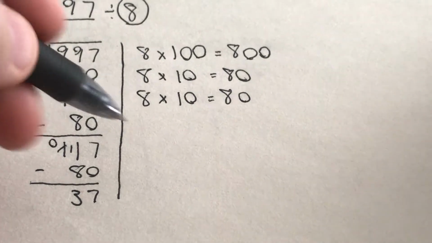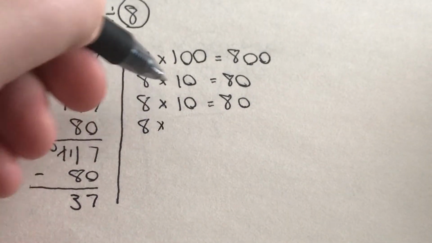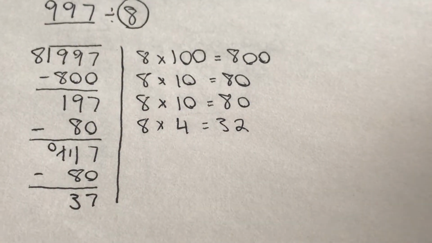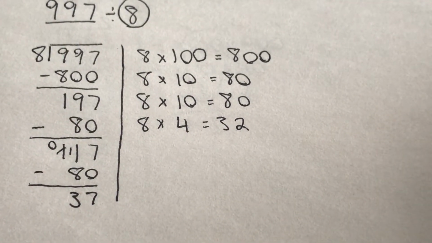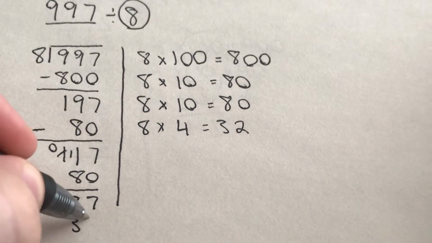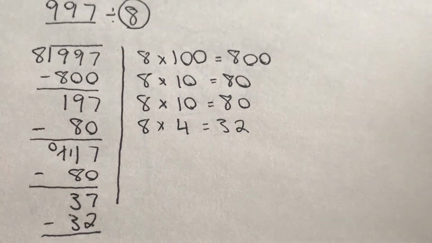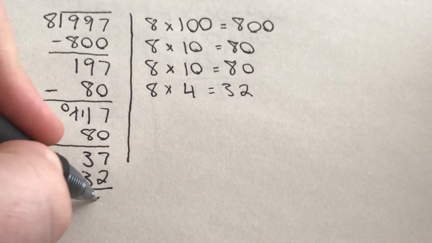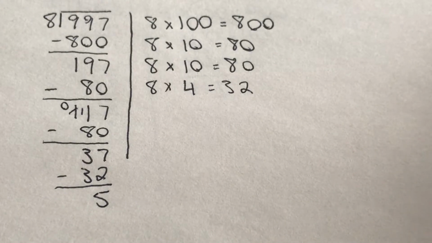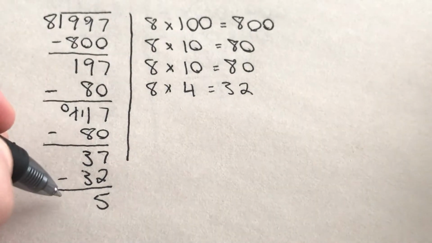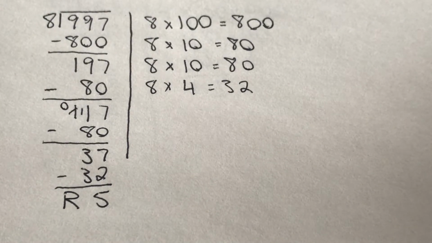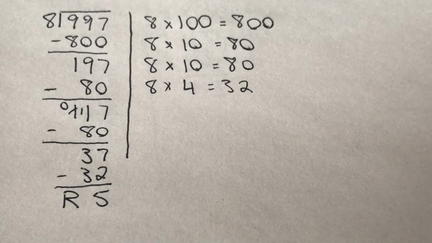But I know that 8 times 4 is equal to 32. That's going to be about as close as it gets by the looks of things. So we subtract 32, and we end up with 5. Okay, 5 is definitely less than 8, so we know that 5 is now our remainder. Now that we have our remainder, all that's left is to find the quotient.